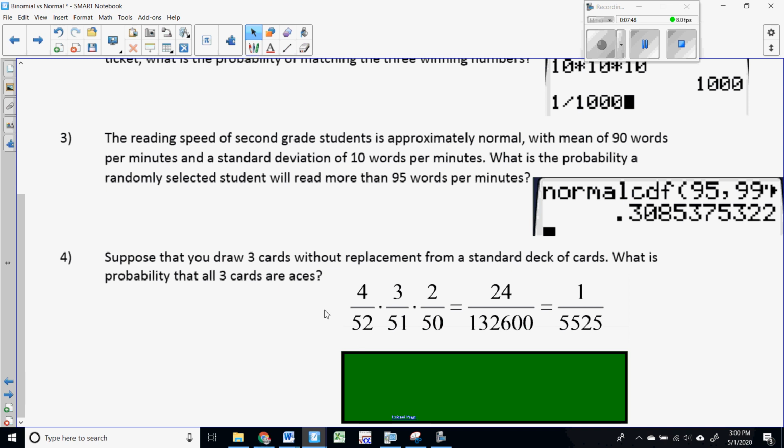It's 4 out of 52 for the first ace. There's no replacement, so it's conditional. It changes the probability of the second one. It's only 3 out of 51. The third one is 2 out of 50, and that gives us our probability.